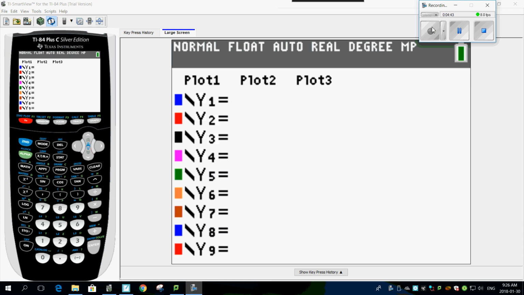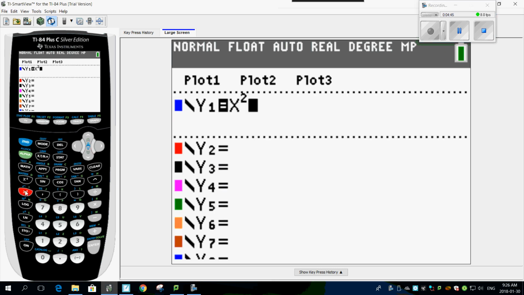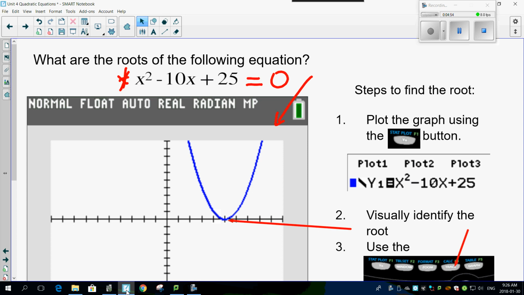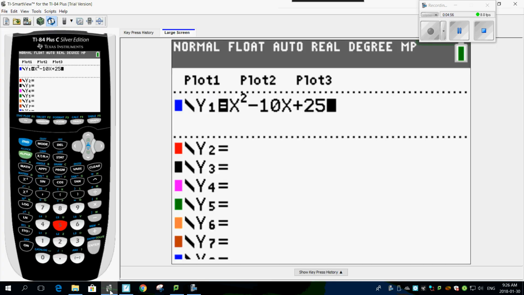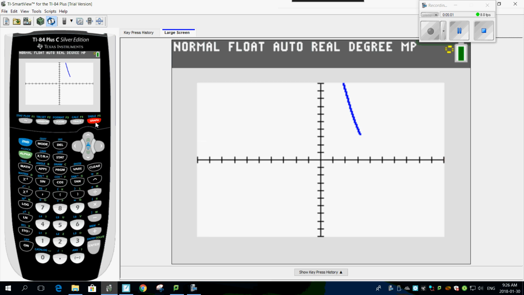So x squared minus 10x plus 25. Let's just confirm that and make sure it's the right one. Yeah, there it is right there. Now, boom, go back to your calculator. If you hit graph, boom, you're going to get a beautiful graph just like I printed out for you earlier.